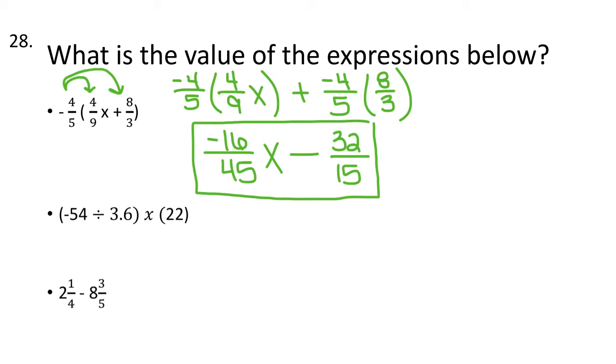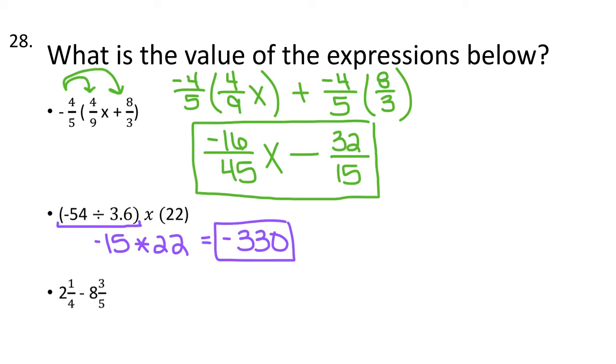Our second problem is a great one to do with a calculator and to follow the order of operations. The order of operations tells us to do what's inside the parentheses first. So negative 54 divided by 3.6 is negative 15. And now we're going to bring down the times 22. And negative 15 times 22 is equal to negative 330.